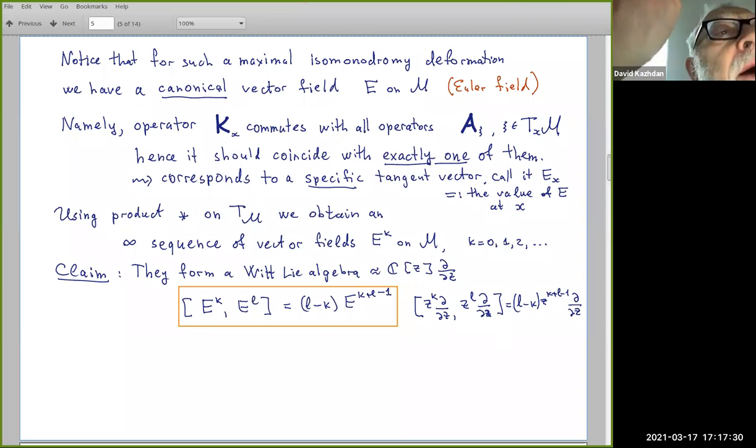Maxim, could I ask, what is the power of a vector field? It's a power with respect to multiplication. I have a multiplication on the tangent bundle. Okay.